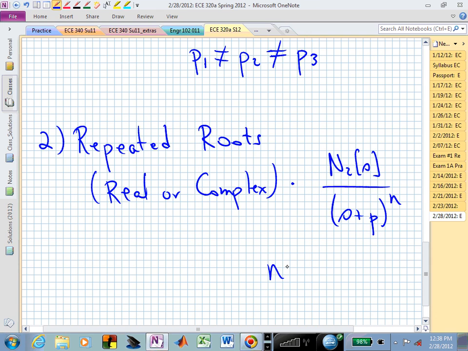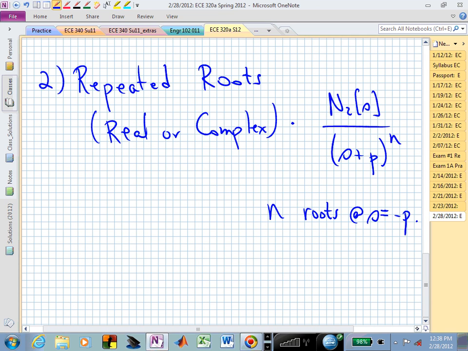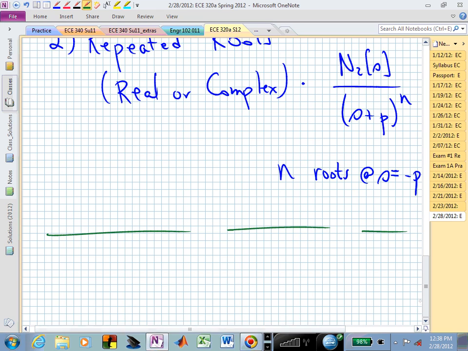And little n, let's say, is bigger than 1. And if that's the case, then we have n roots at s equal minus p. They're stacked on top of each other. Those are the two cases that we want to address or identify and keep track of.